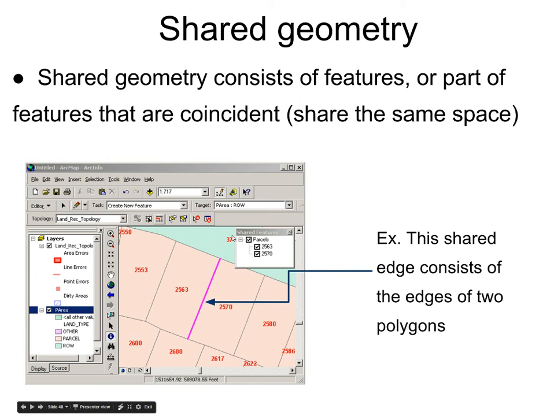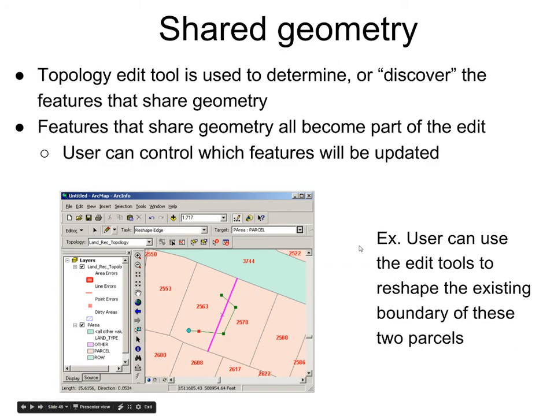So editing features in a topology, this is a shared line. It's actually coincident between these two polygons. It consists of features or parts that are coincident. They share the same space. So when you go to edit it, there's a topology edit tool. Just like there's an edit tool here, on the topology toolbar there's a topology edit tool. It allows you to discover features that share geometry. Features that share geometry all become part of the edit.